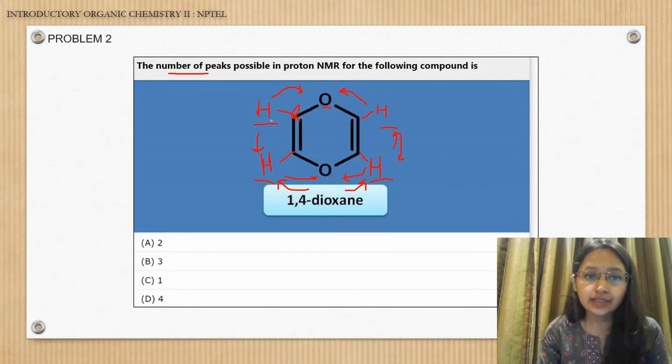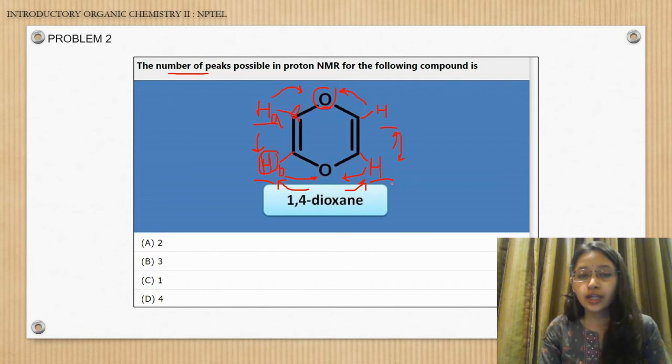See, this Ha proton is in the vicinity of this oxygen and this hydrogen. Now coming to this Hb proton, it is in the vicinity of this hydrogen Ha and oxygen. If I talk about this Hc proton, again the similar thing happens: it is sp2 hybridized, and this oxygen and hydrogen are present in the vicinity of this Hc. If we talk about this Hd, again oxygen and hydrogen are the only species adjacent to this Hd proton.